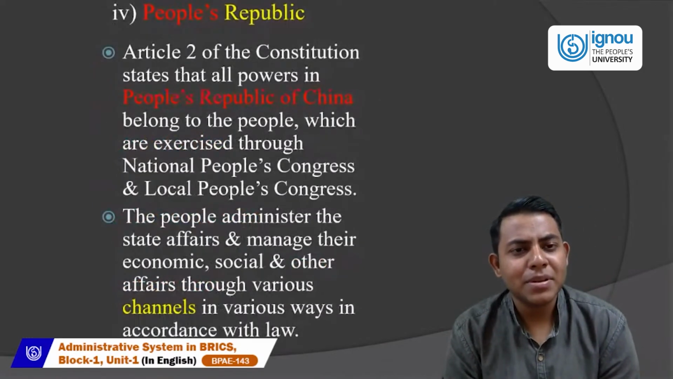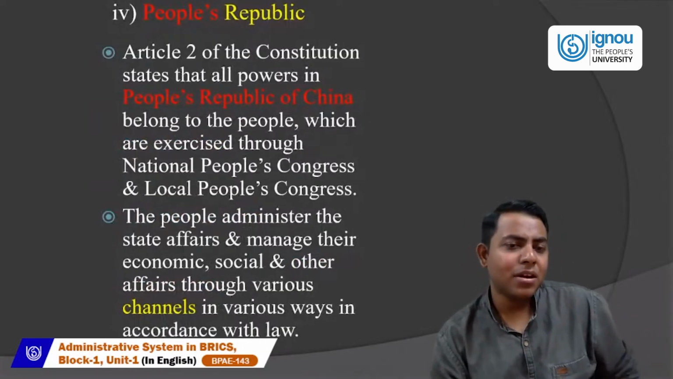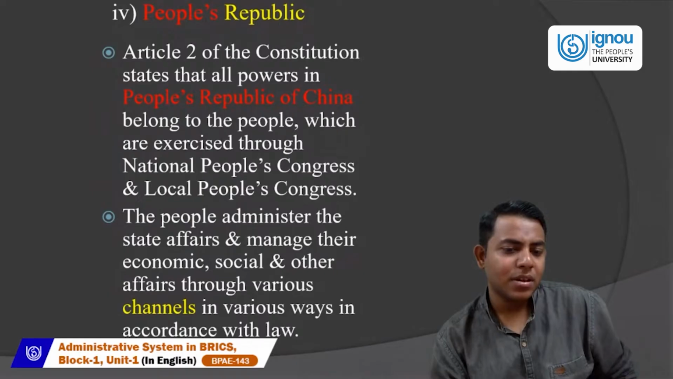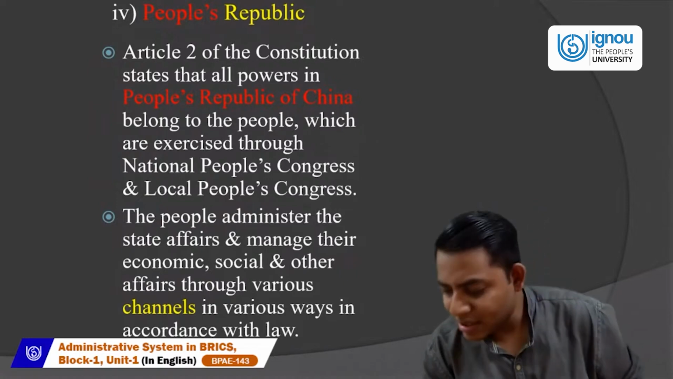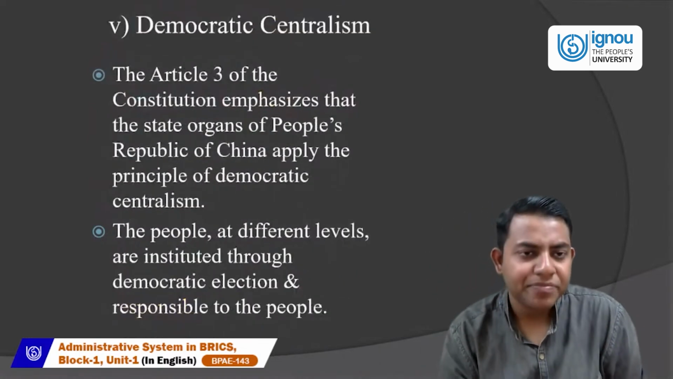So China is the People's Republic. Article 2 of the Constitution of China states that all powers in the People's Republic of China belong to the people, the Chinese people. These powers are exercised through the National People's Congress and the local People's Congresses. The people administer state affairs and manage their economic, social, and other affairs through various channels in various ways in accordance with the law.